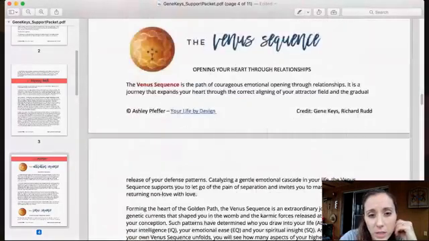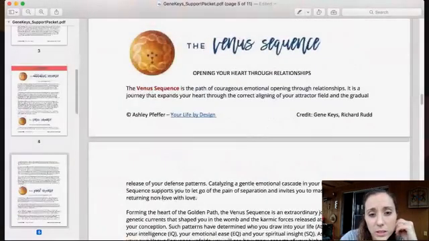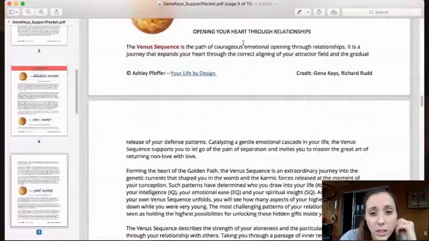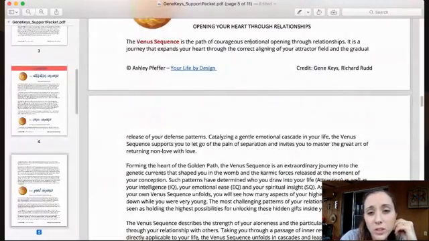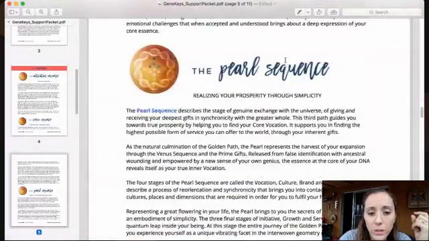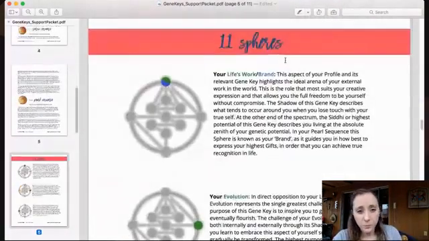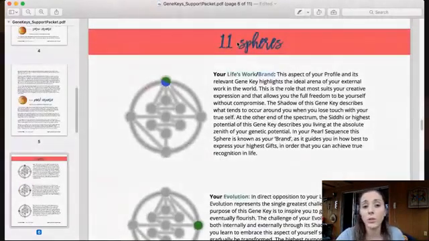Let's see. Your Venus sequence is the path of courageous emotional opening through relationships, about opening your heart. And we've talked about this. I want to go on to the spheres. So the 11 spheres. The first one at the top of your profile is your life's work.